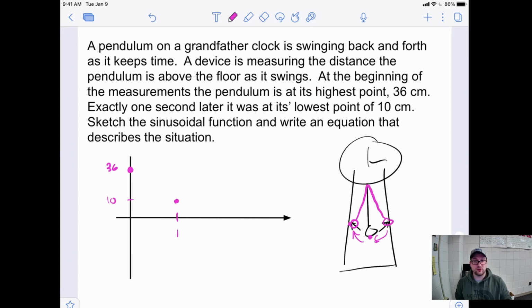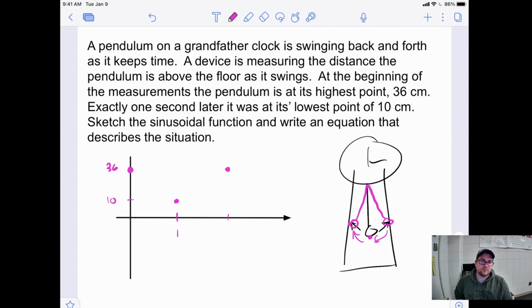Sketch the sinusoidal function and write an equation that describes the situation. Now, the first thing we need to realize is that we are not at a period yet. Since we've only gone from the highest point to the lowest point, we need to go back to the highest point in order to actually achieve a full period.